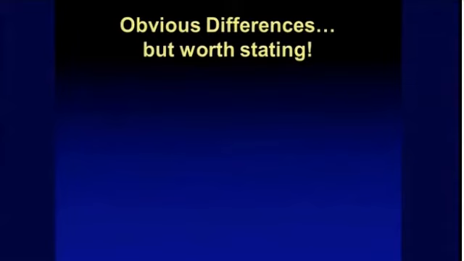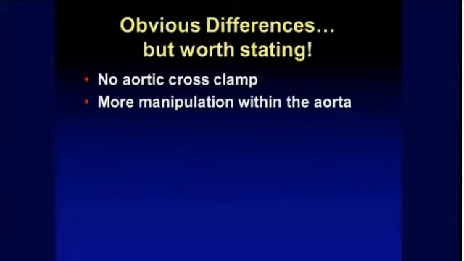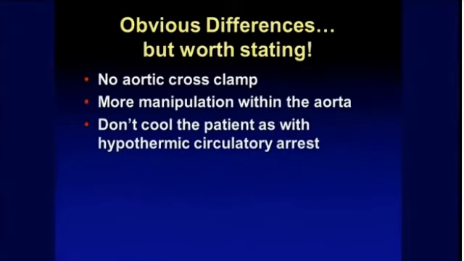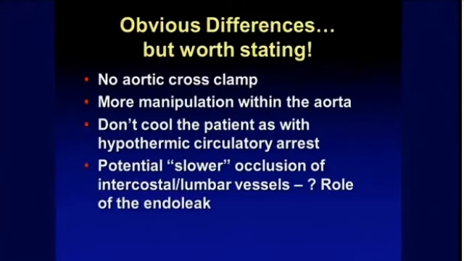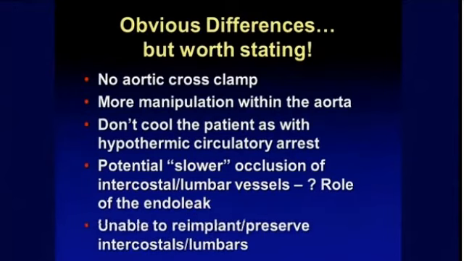If we look at those patients undergoing endovascular repair, there's no aortic cross-clamp, and this may be beneficial. There's more manipulation within the aorta, which may be detrimental. We don't cool the patient as we might if they're undergoing hypothermic circulatory arrest, or cooling the patient as Dr. Aker just discussed, and that certainly may not be beneficial and may be detrimental. There's potential for slower occlusion of intercostals or lumbar vessels, and we don't know what the role of an endoleak is in helping to prevent spinal cord ischemia, but it may potentially play a role.